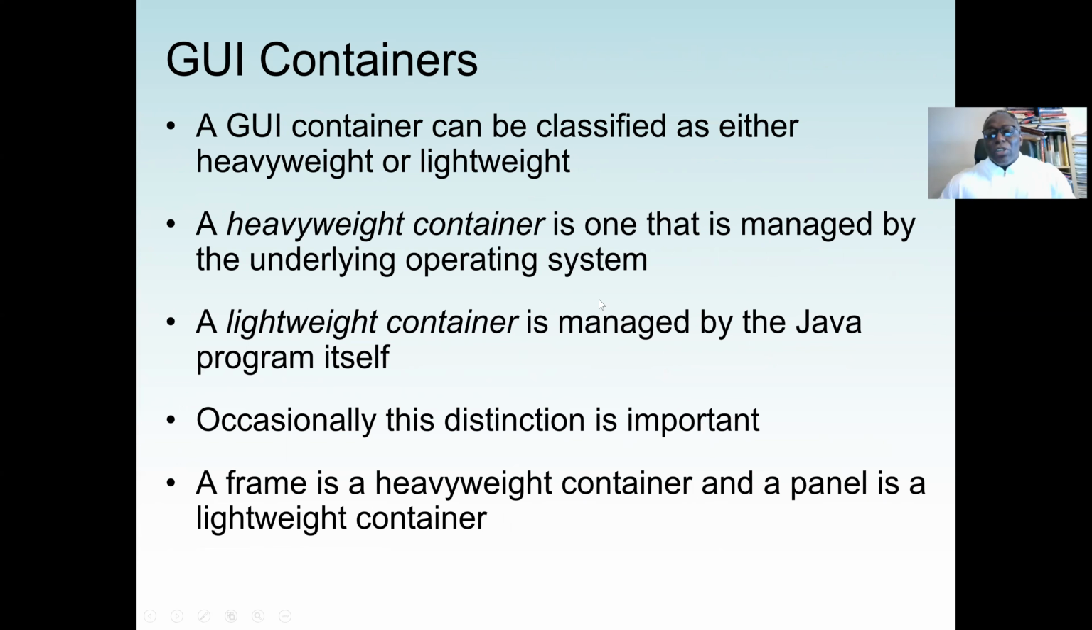So again, most of the time in this class, the difference between heavyweight and lightweight containers is not really important, it's irrelevant. But occasionally there's a distinction that is very important. A frame is a heavyweight container and a panel is a lightweight container. Why is a frame a heavyweight container? Because again, it is controlled by the operating system. And the panel can be controlled by the Java program.